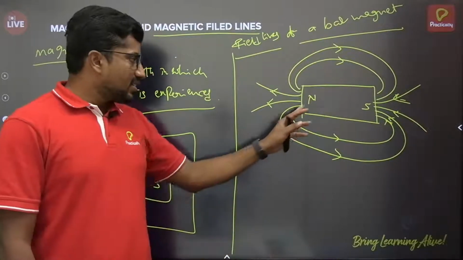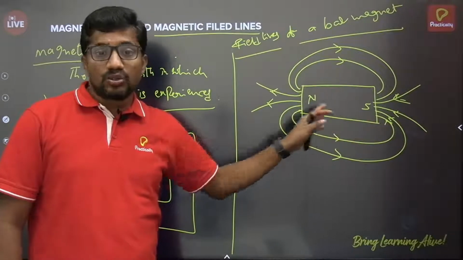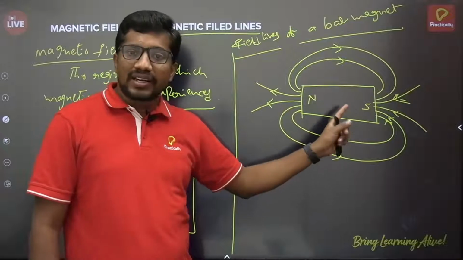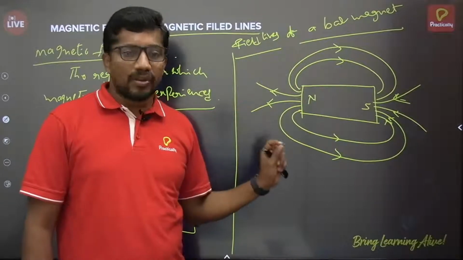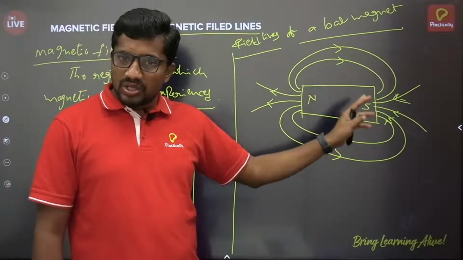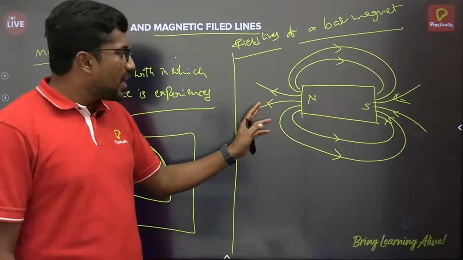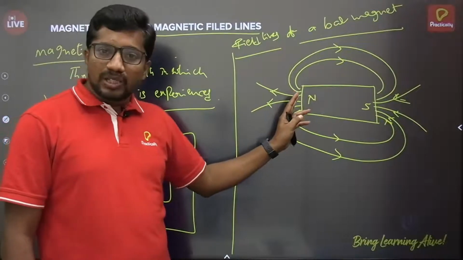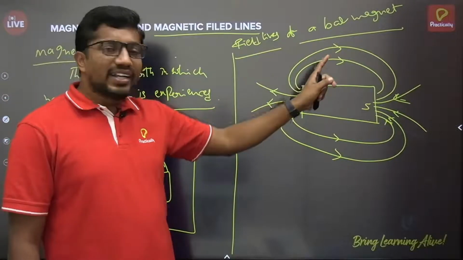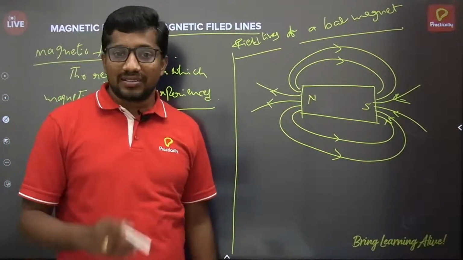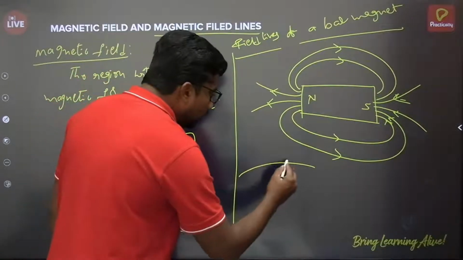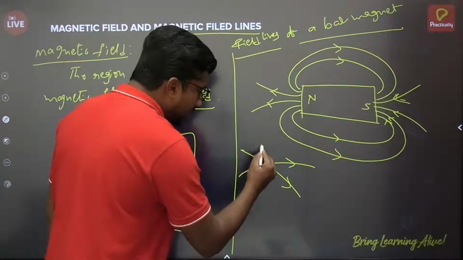Next, inside the bar magnet they move from south to north pole, and the magnetic field inside the bar magnet is uniform. So, one, I said magnetic field lines are continuous and closed loops. Second, these magnetic field lines emerge from the north pole and merge at the south pole. Third, any two magnetic field lines will never intersect each other. That's one of the very important points. Any two magnetic field lines will never intersect each other.